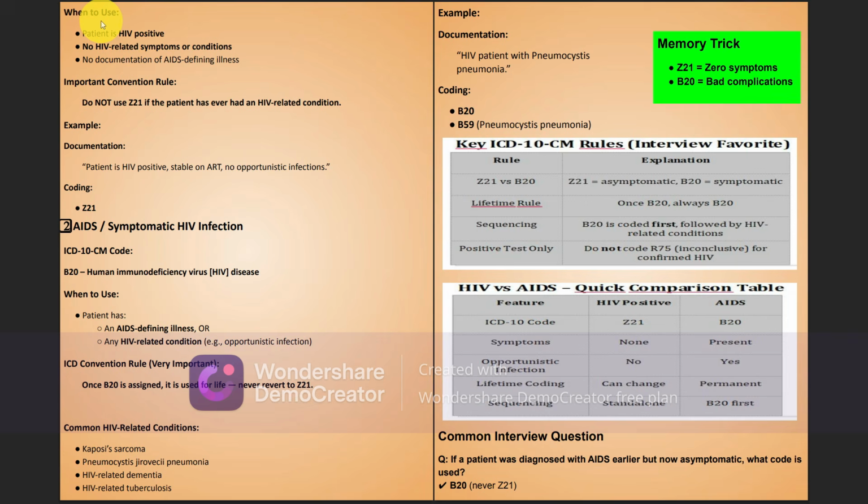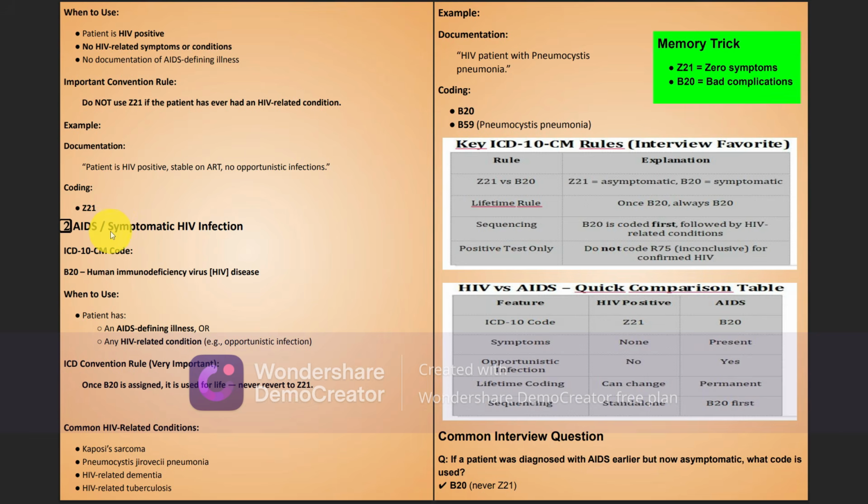When to use: patient is HIV positive, no HIV related symptoms or conditions, no documentation of HIV defining illness. Important convention rule: don't use Z21 if the patient has ever had an HIV related condition. Example documentation: patient is HIV positive, stable on ART, no opportunistic infections, code only Z21.